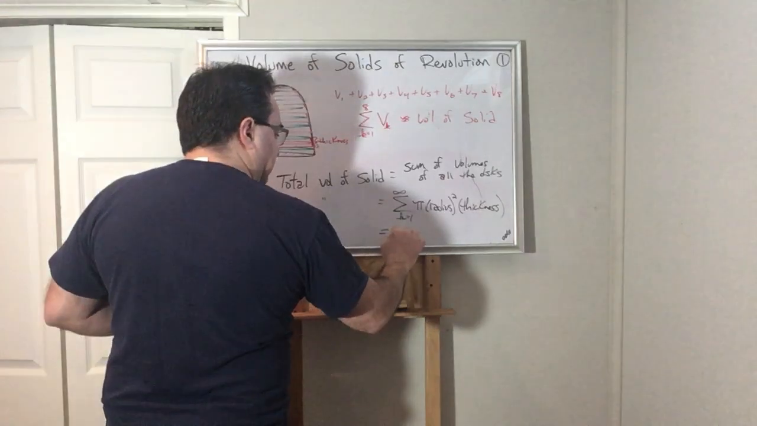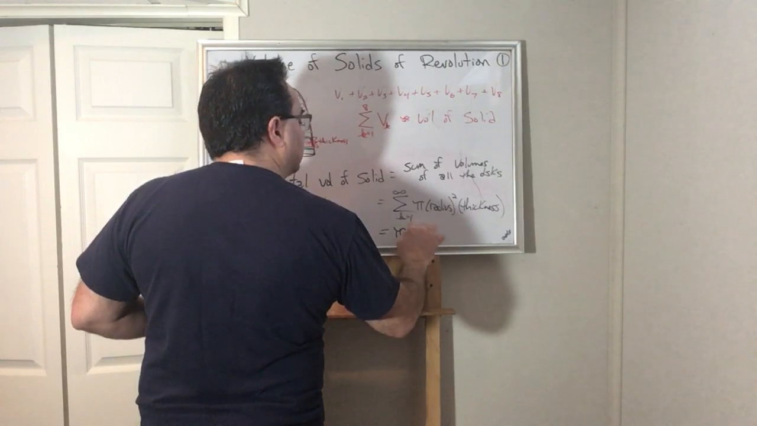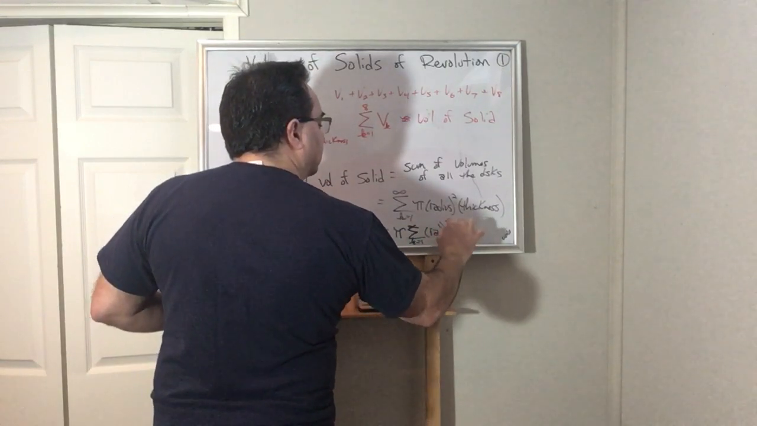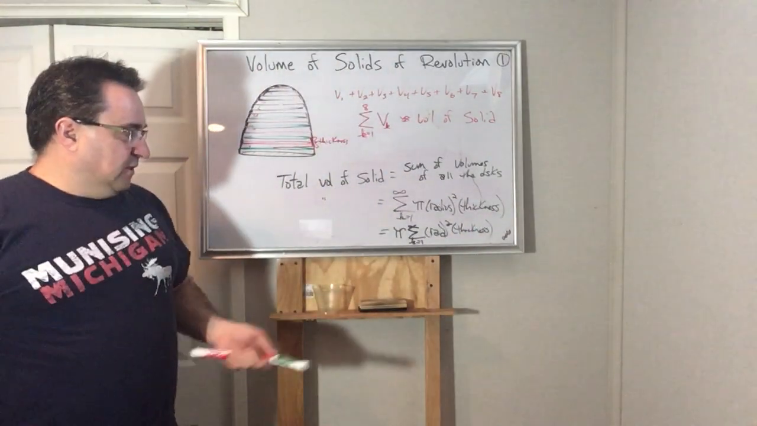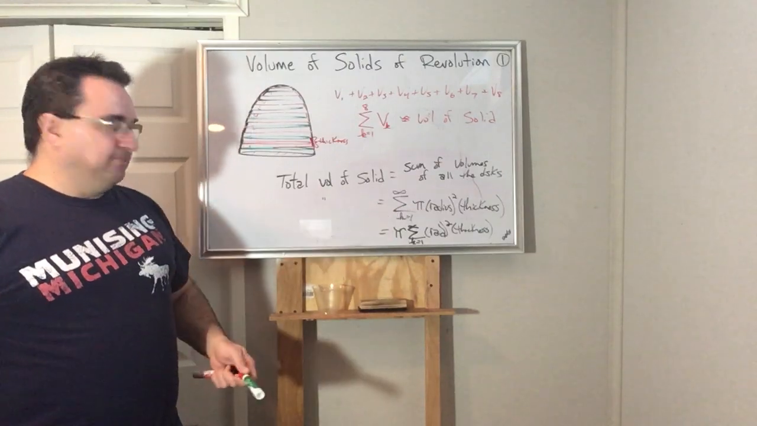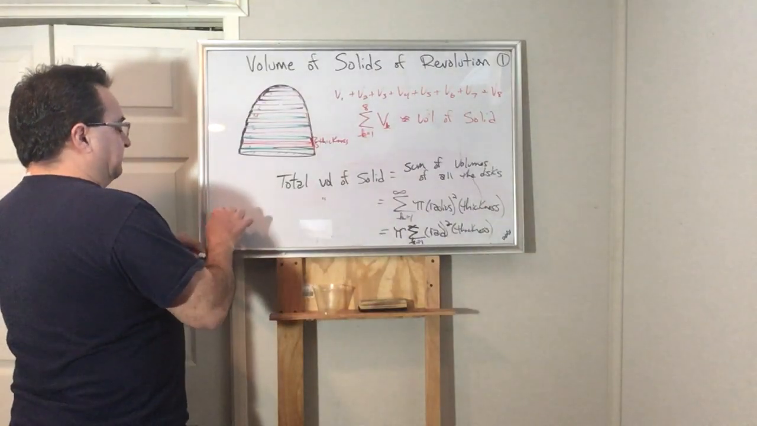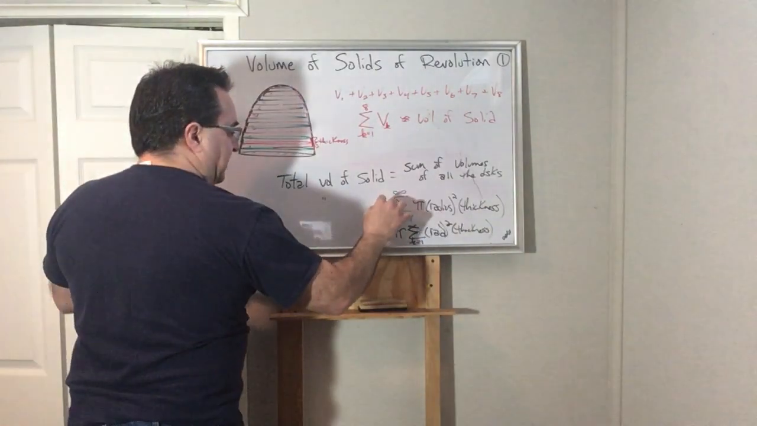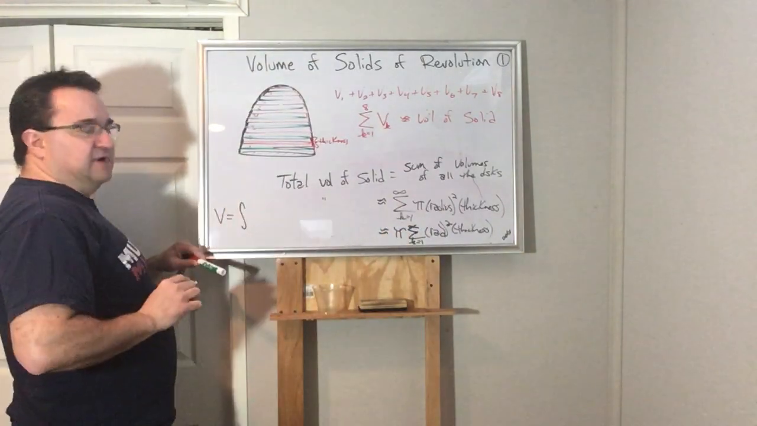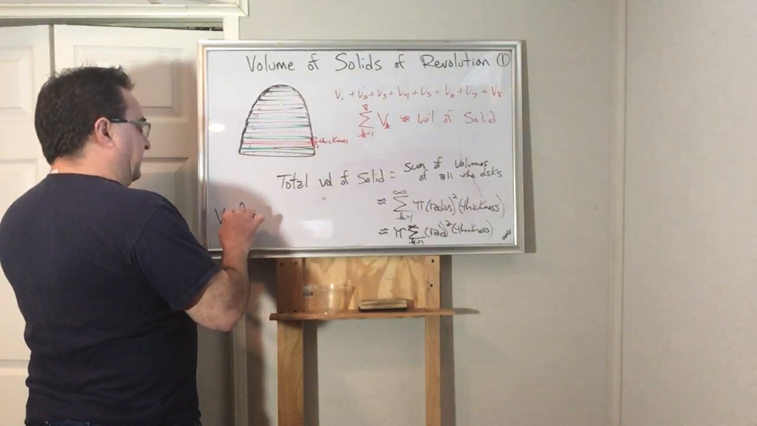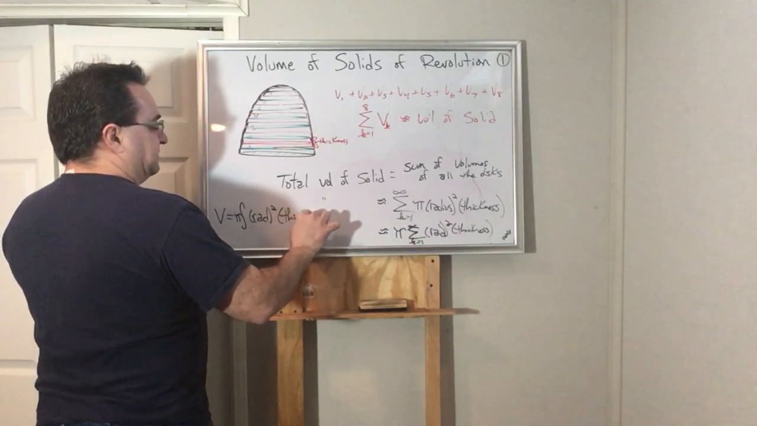And pi can be pulled out because it's a constant, so we could write it like this. Radius squared times thickness. Well, look, we have an infinite sum, and this is starting to look like a formula. An infinite sum, remember, instead of this being approximately equal to that, this will be exactly equal to the infinite sum of pi times the radius squared times the thickness.